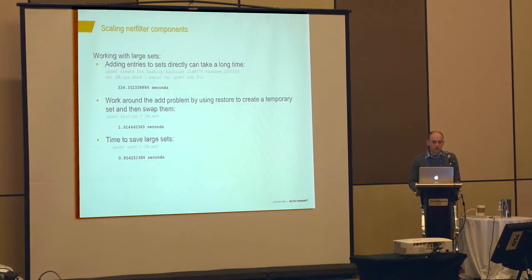So just to look at, this isn't performance data that probably most people care about, but just looking at the overhead of adding entries to sets. If we try to add a million random IPs to a basic hash IP set here, it takes on the order of a little over 5 minutes, which isn't doable. That's not usable. And as Pete talked about earlier, the way that we add entries to sets is through restore.